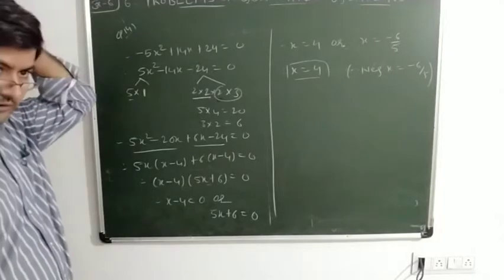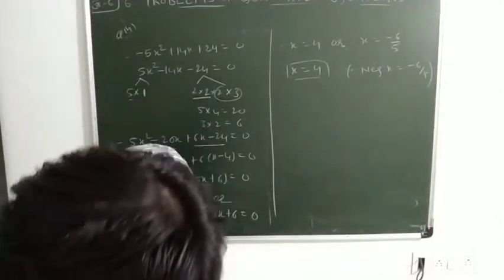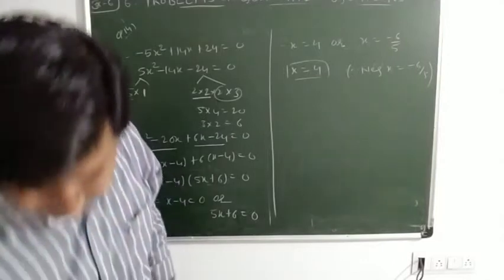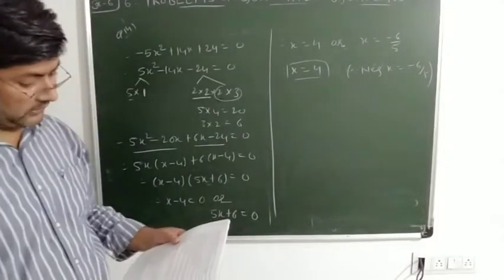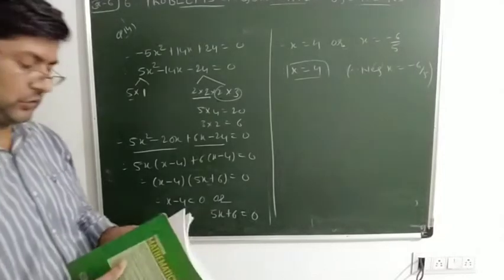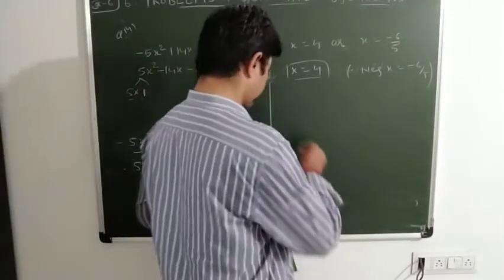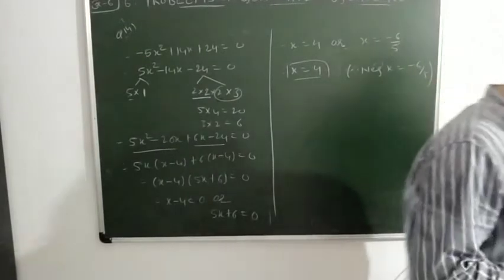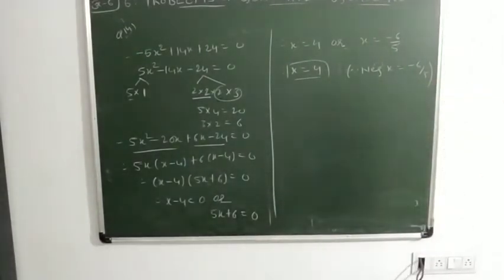So this speed is what we have to find over here. We have to find the value of x. So the value of x is 4. That's all. Right. Now let us solve question number 15.